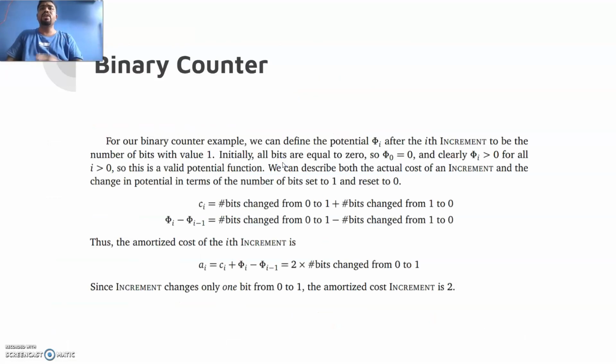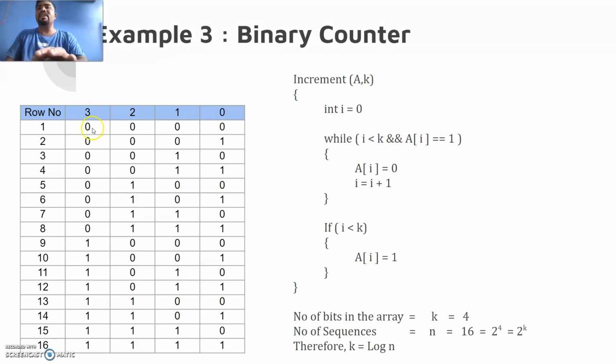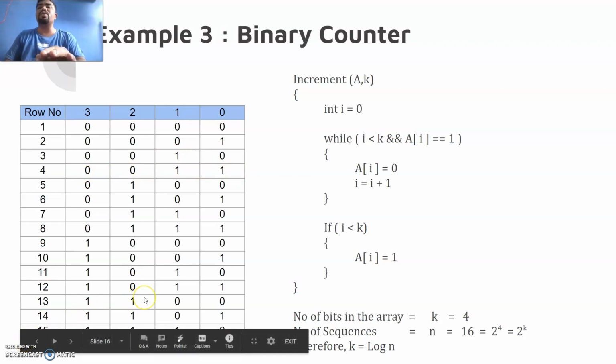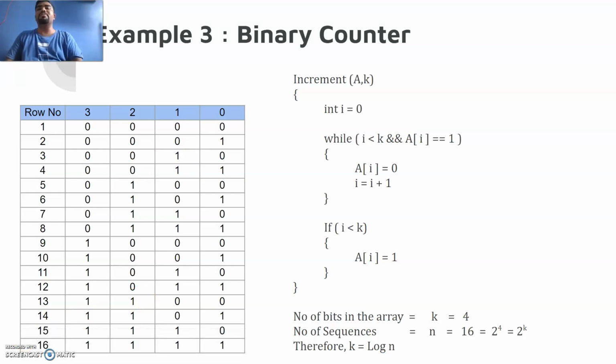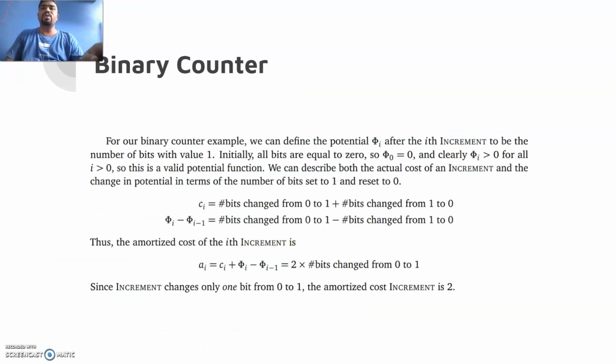Sometimes we had seen in the previous video. Now, how could we work it out? In this case, for a binary counter example, we can define the potential phi i after the ith increment to be the number of bits with the value 1. That means here we have no potential, because in this particular state we have no ones. But in the next row, we have one value as 1, so the potential of this stage is 1. In the next, again there's only a single one, the potential is just 1. But in the fourth row, the potential is 2. Similarly, in the last stage, row number 16, we have all 4 ones, and we can clearly say that the potential for the 16th row is 4.